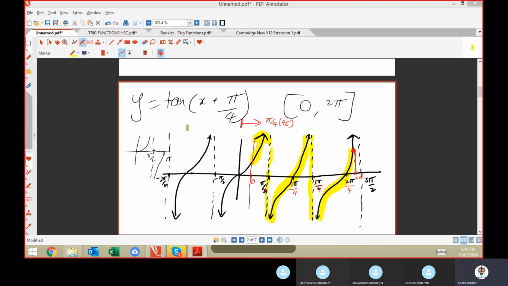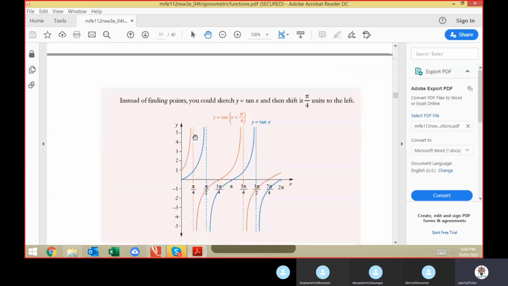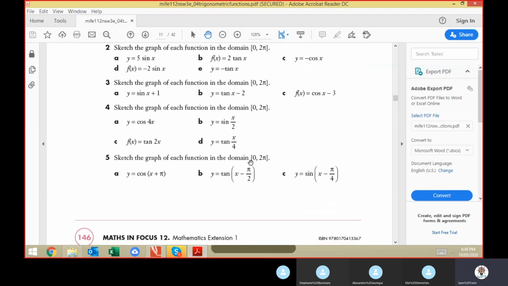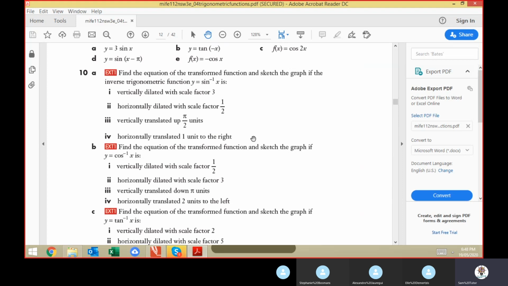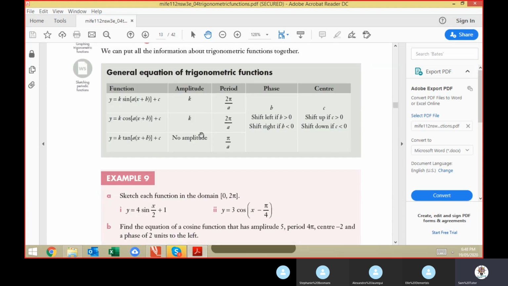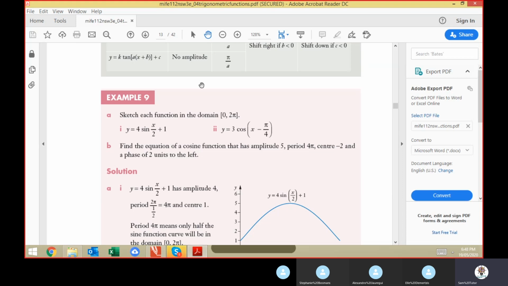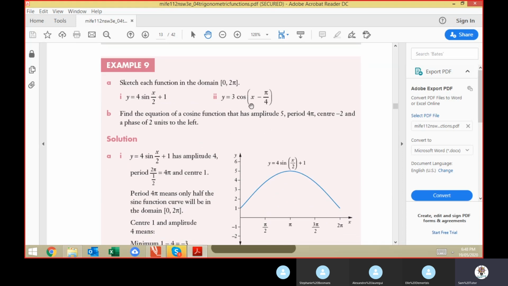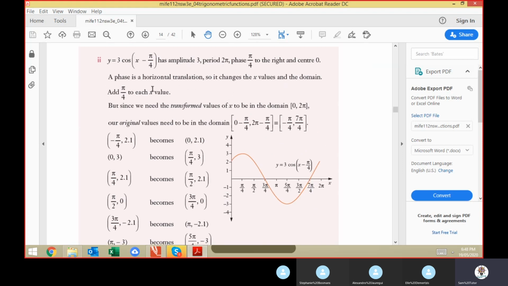All right, let's do it. What do you reckon? Do another one? Yeah, let's do another one. We just did that one, right? Sine. Let's take away. Visual extension 1. Combined transformations of trig. Yep, beautiful. All right, we'll do this one. Cos. Well, let's see if we can find even a harder one.